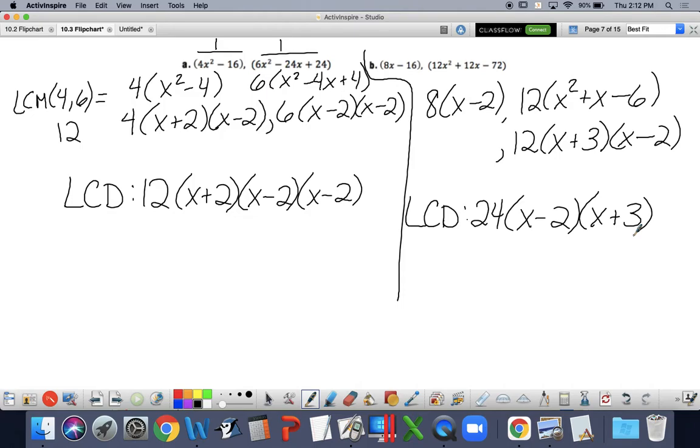Factor it down. See what you need represented in your least common denominator.